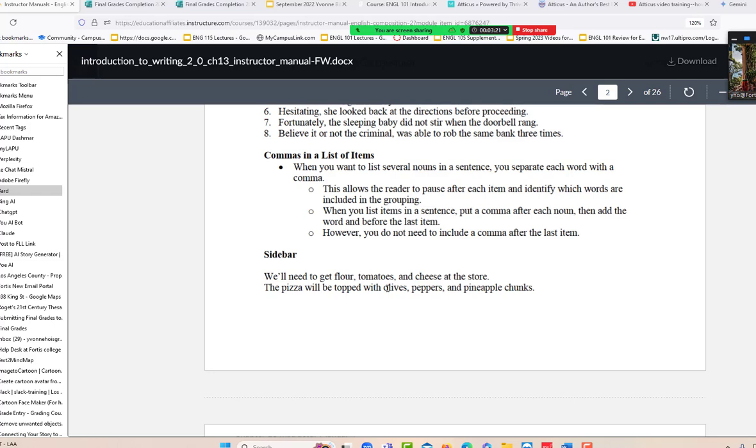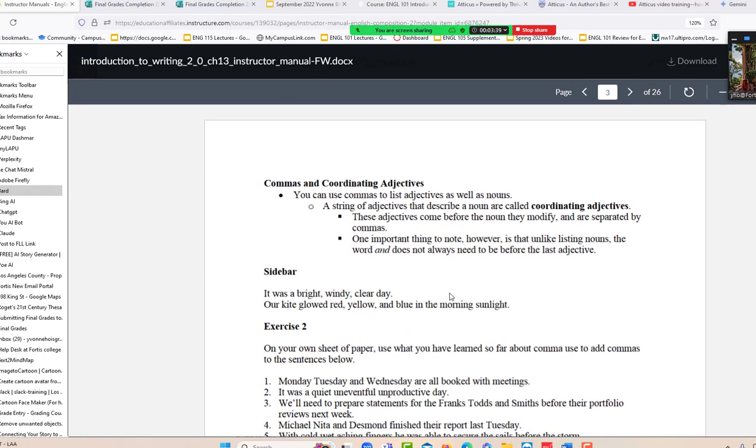We'll need to get flour, tomatoes, and cheese at the store. The pizza will be topped with olives, peppers, and pineapple chunks. So here you have a list of items, and you have to put commas after each of the nouns except for the last one.